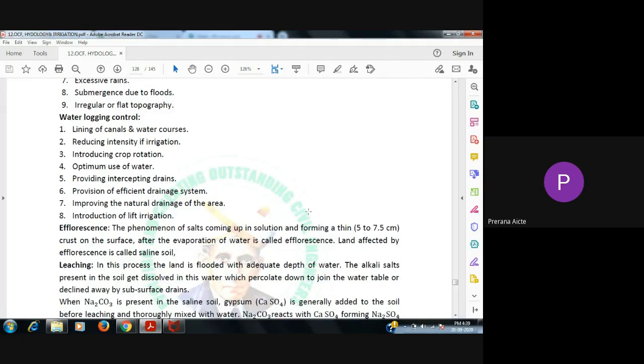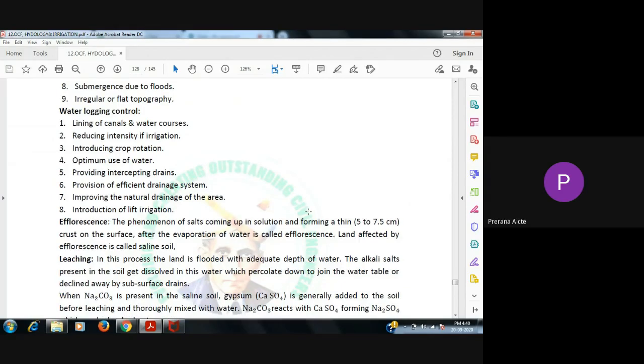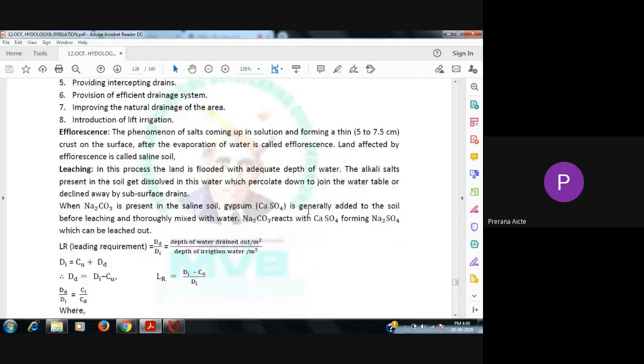Introducing crop rotation, so you have to rotate the crop. Optimum use of water: you have to use less water, supplying only whatever is required. Providing intercepting drains, provision of an efficient drainage system, improving the natural drainage of the area, and introduction of lift irrigation. So these are the remedies to be taken to overcome waterlogging.